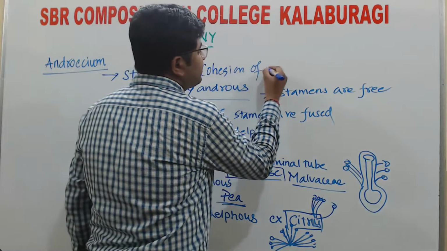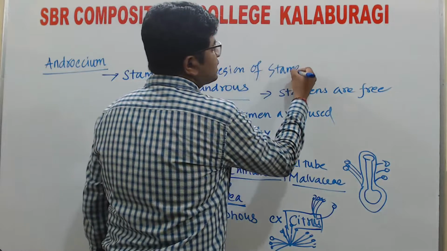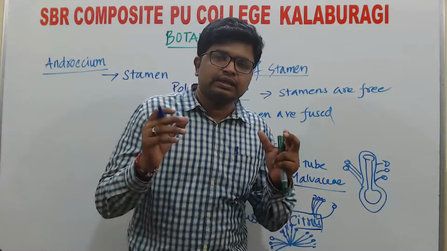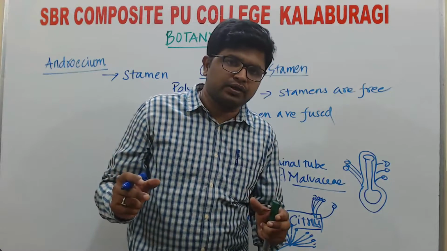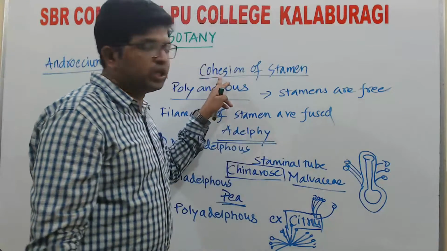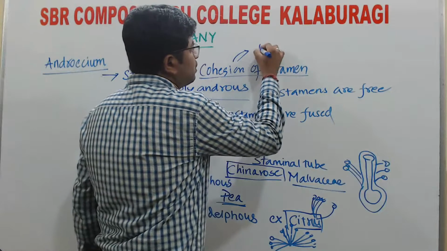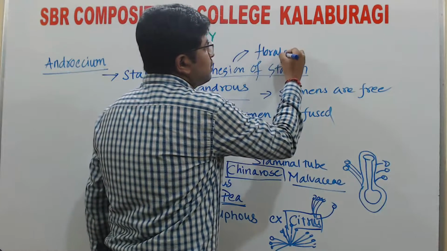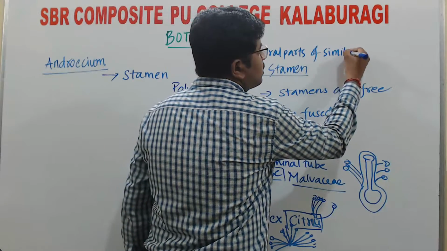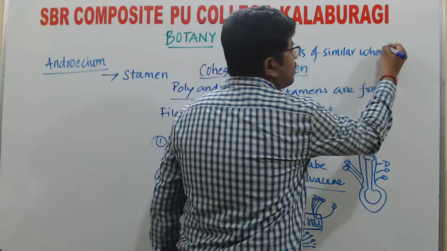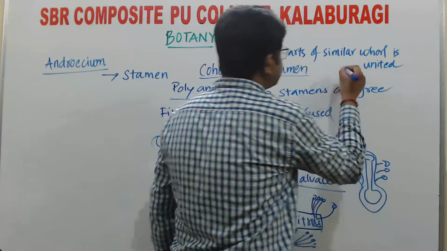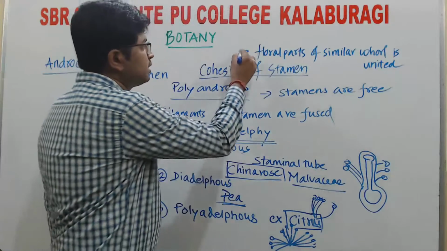Cohesion of stamen. What are we studying? We are studying cohesion. Cohesion means that floral parts of a similar whorl, if they are united or fused, we call it cohesion.